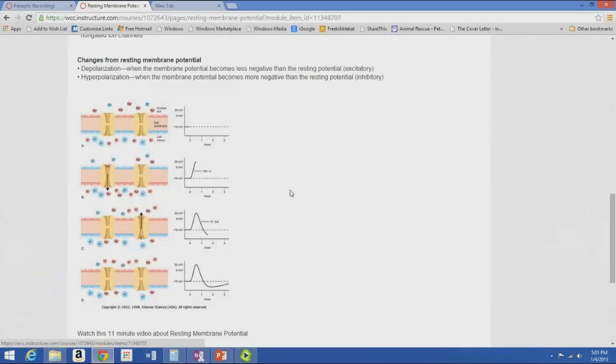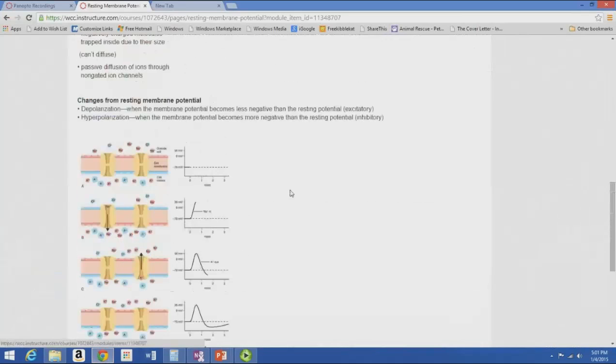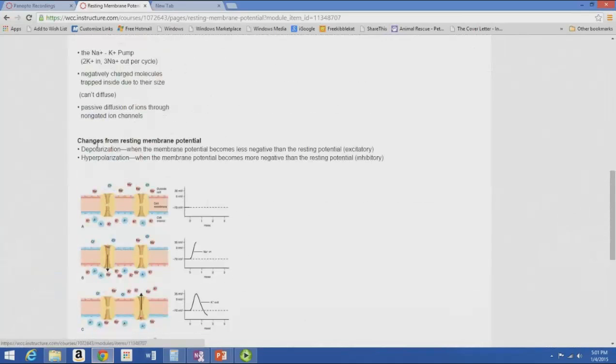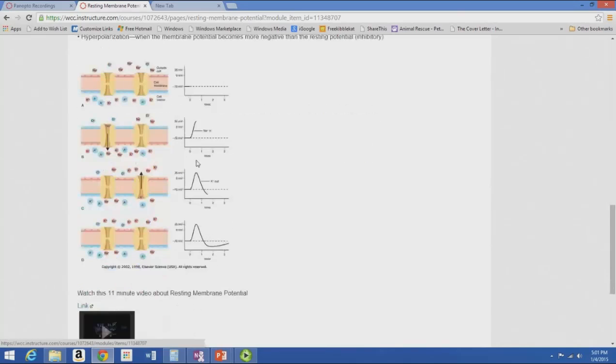Okay, so we're going to look at some of these. This is just a little restatement of that. Changes from the resting membrane potential. Depolarization is when the membrane potential becomes less negative than the resting potential, and that is an excitatory state. Hyperpolarization is when the membrane potential becomes more negative than the resting potential, and that is an inhibitory state.